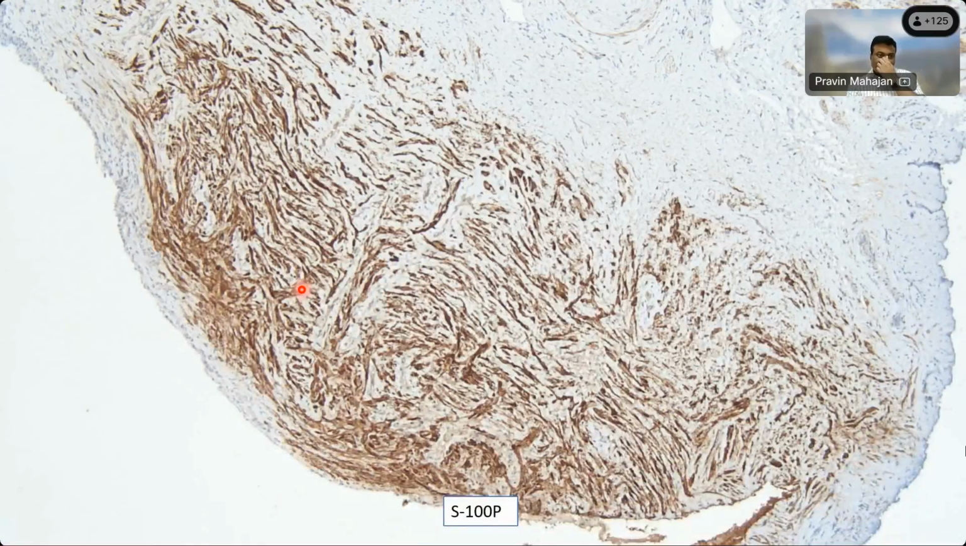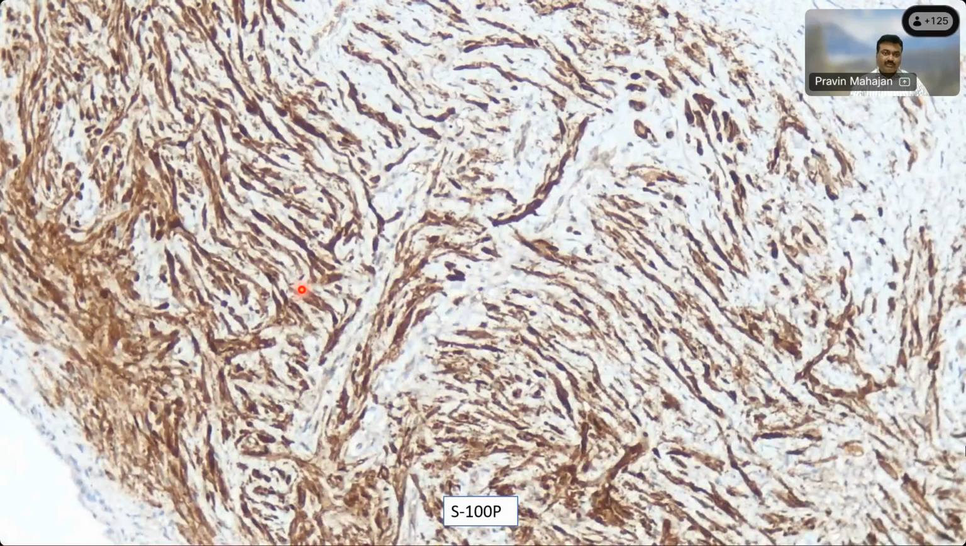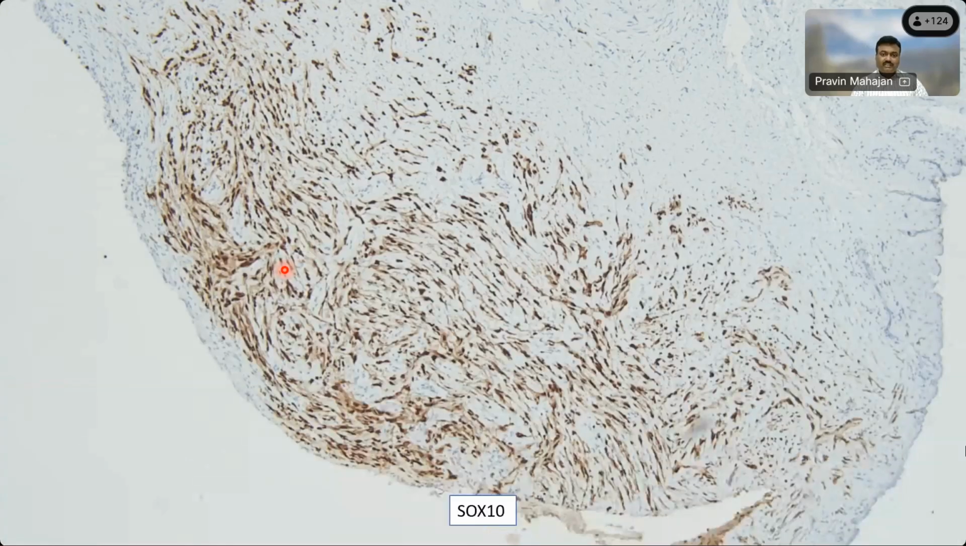I had some differentials, and I'm going to show you only the markers which came positive. S100: see, strong, diffuse positivity. As I mentioned, it is nuclear and also cytoplasmic. Both can be neural, can be melanocytic. Again, high power showing the same thing, nuclei also taken up and the cytoplasm. SOX10 is also brilliantly positive, strong and diffuse.